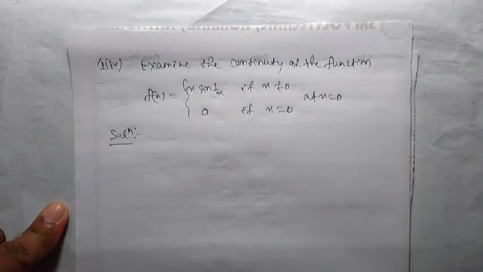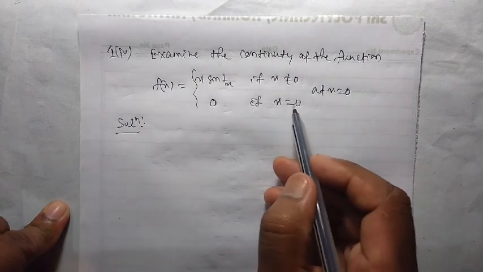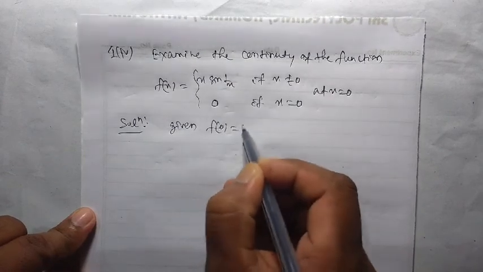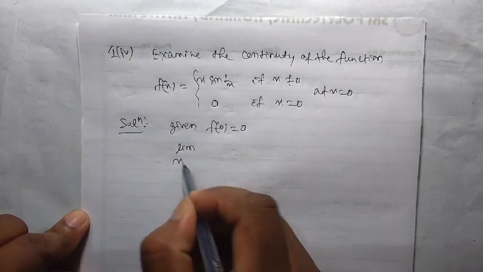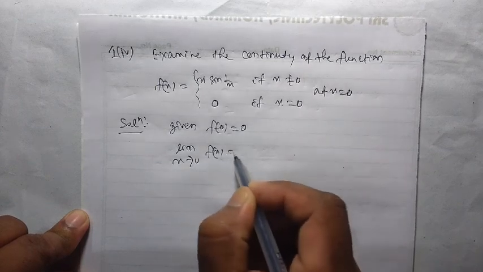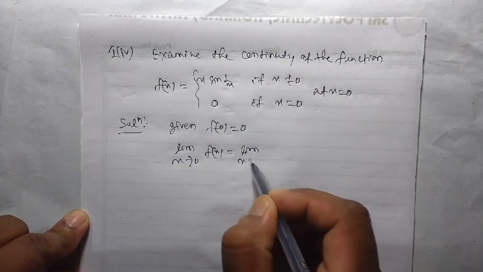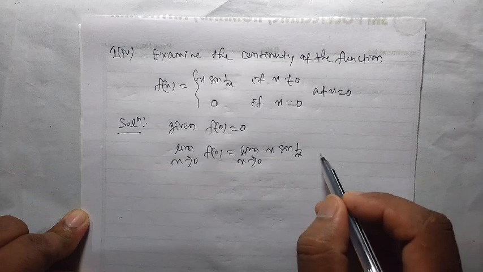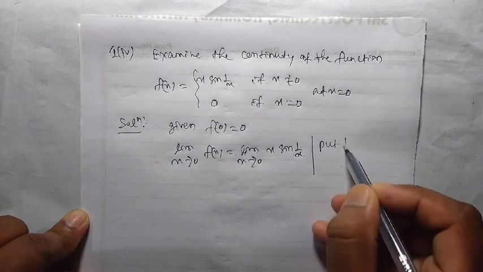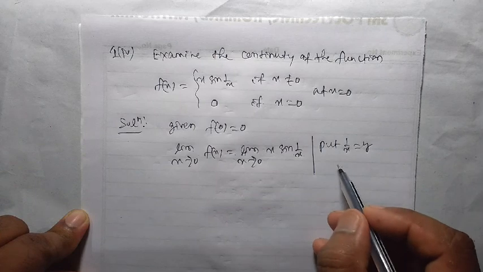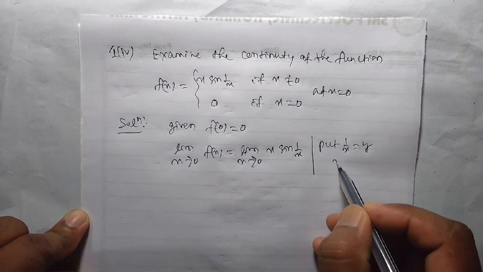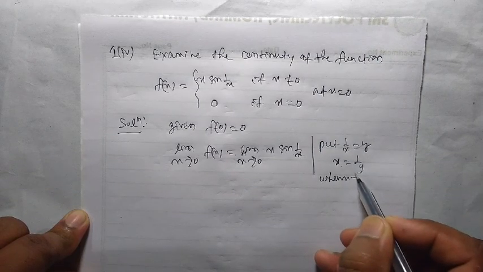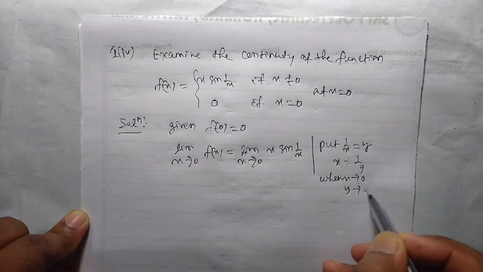Given f of 0 is equal to 0, you see at x equal to 0, f of x equal to 0. Given f of 0 is equal to 0, limit x tends to 0 f of x is equal to limit x tends to 0 x sin 1 by x. Now you put 1 by x is equal to y. That means x is equal to 1 by y. When x tends to 0, y tends to infinity.